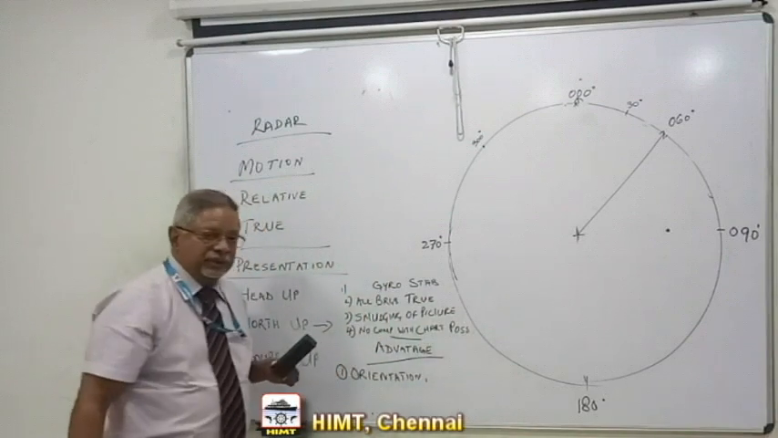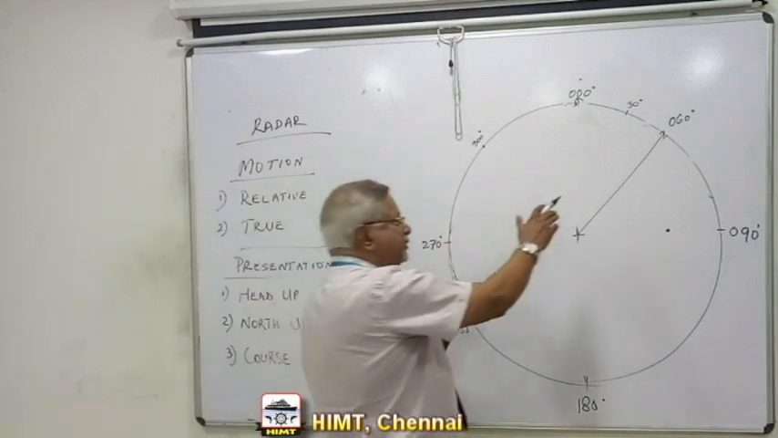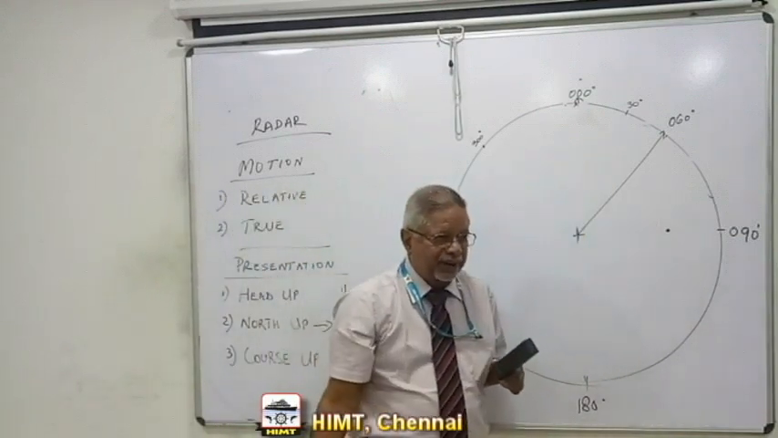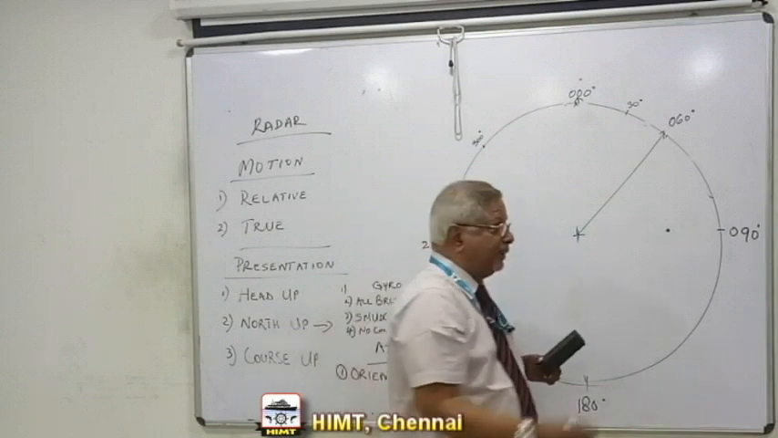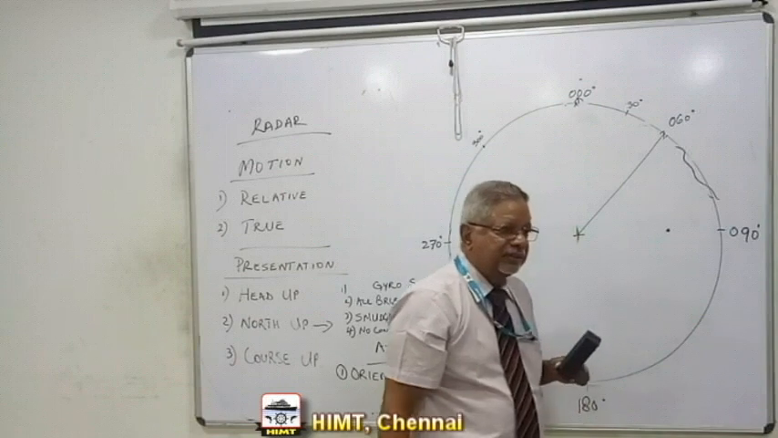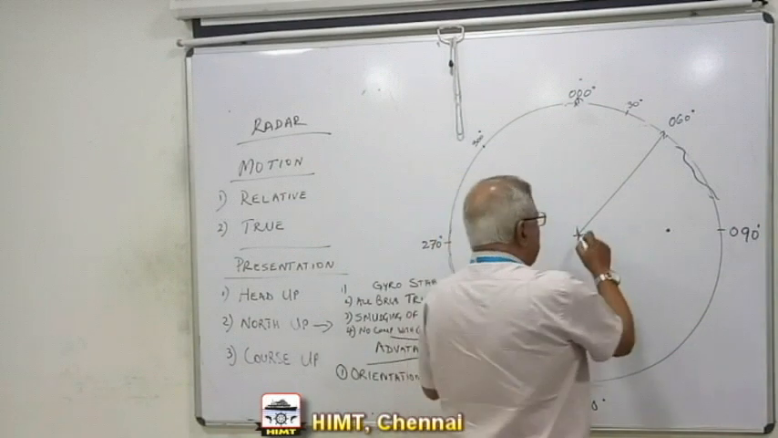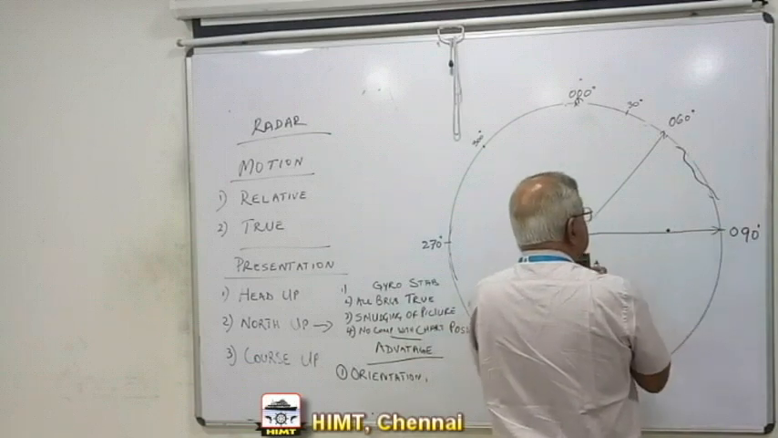Is there any smudging on the picture? Now if I alter course, say from 060 I am altering to 090, what will happen to the picture? Say there is some landmass over here and there is a ship over there. There will be no smudging. Only the heading marker will shift.